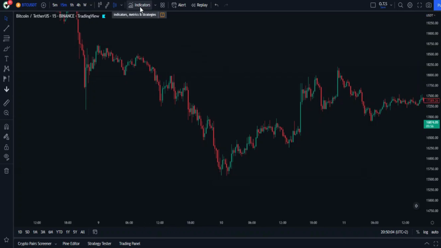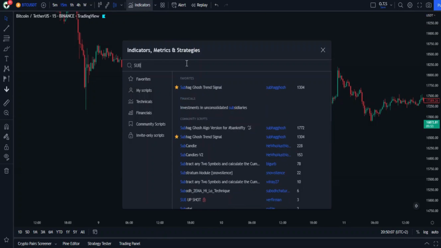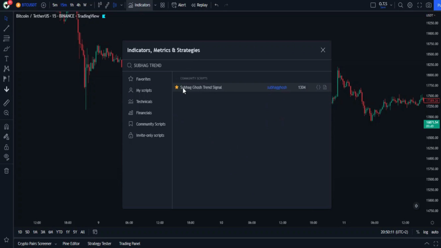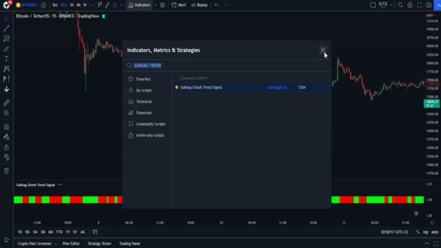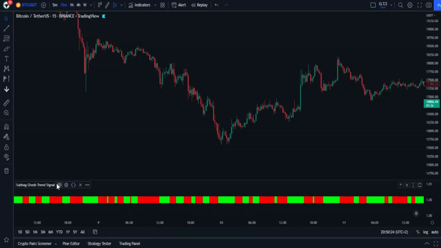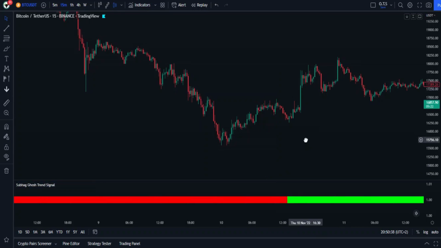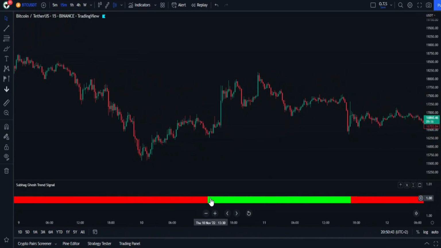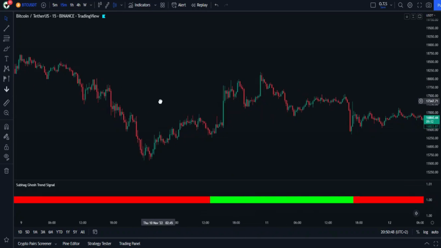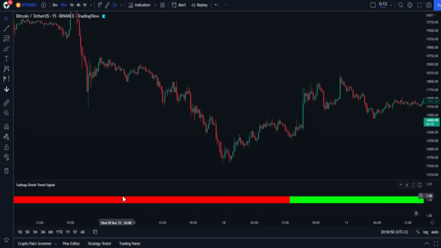The first indicator is the subhag, and we can find it by typing subhag trend. And after applying it to the chart, we will enter the settings. Then to the higher time frame box and change the value to 240. Now we see that the indicator appeared more clearly. When we see the emergence of the green zone, we will look for buying opportunities, and when we see the emergence of the red zone, we will look for selling opportunities.